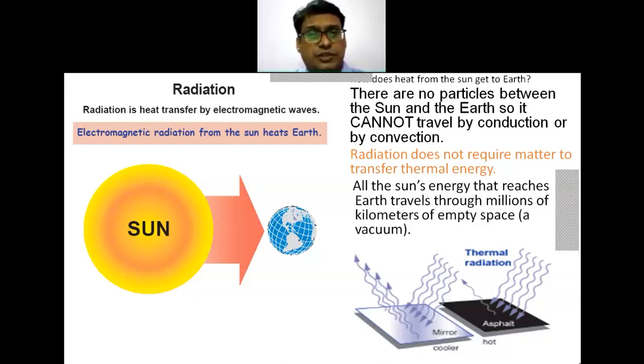and so it cannot travel by conduction or convection, because for conduction you require a medium, the inside of a solid, and for convection you require a medium. So this energy transferred from the sun to the earth is neither by conduction nor by convection. There is a third mode, that is radiation, and it does not require matter to transfer the thermal energy. All the sun's energy that reaches the earth travels millions of kilometers through empty space, and this is electromagnetic radiation transferred in the form of photons.